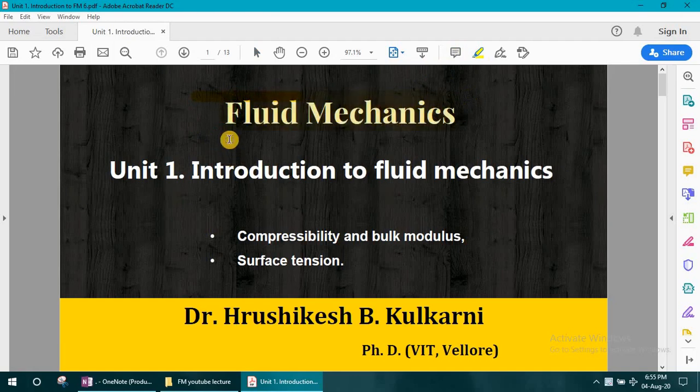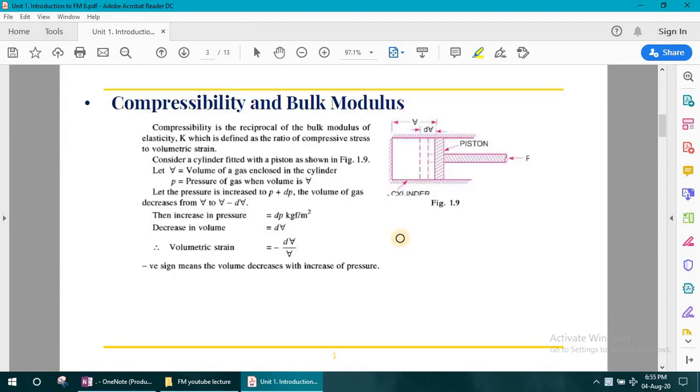In this subject we are going to discuss chapter number 1, that is introduction to fluid mechanics. In this session we are going to discuss two concepts: compressibility and bulk modulus, and the relationship between compressibility and bulk modulus; and the second one is known as surface tension. Now let's see what is meant by compressibility and bulk modulus.